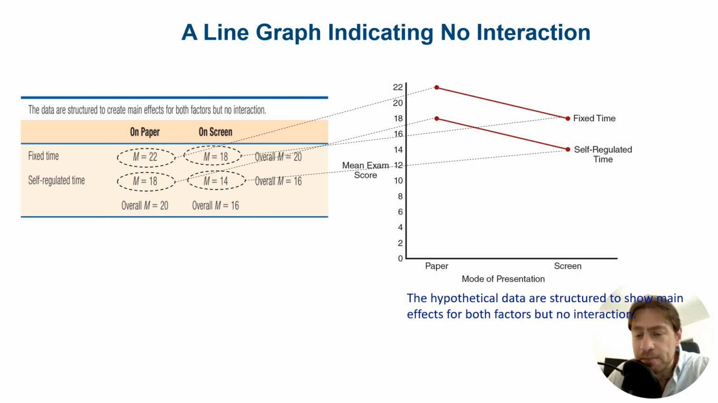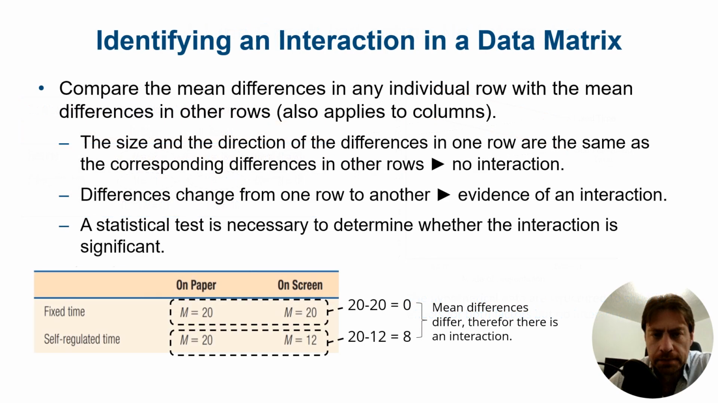So the effect of presentation mode does not depend on control of study time. There's a 4-point difference for each study time condition. And similarly, the effects of controlling study time does not depend on the mode of presentation. There's a 4-point difference whether you use paper or a screen. Therefore, there is no interaction between these factors. They are independent of one another.